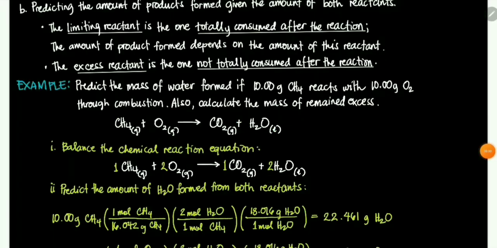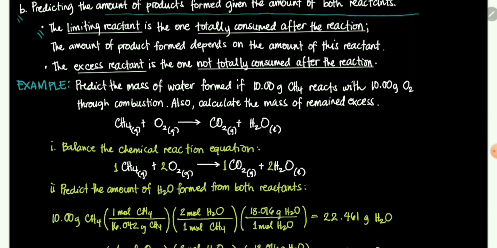Okay? So for the next one, let's predict the amount of products formed given the amount of both reactants. So kung given na yung mga amounts ng mga reactants nyo, you have to decide kung alin sa mga reactant amounts na yon yung gagamitin natin para ma-predict yung amount ng products. Kasi hindi lahat sila ay mako-consume. Okay? So we have the limiting reactant.